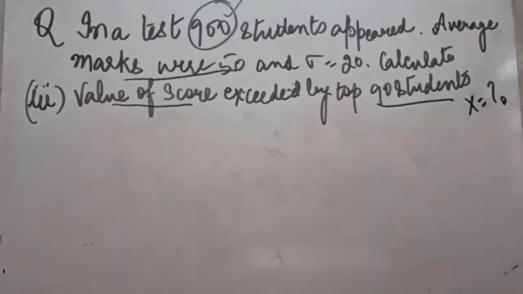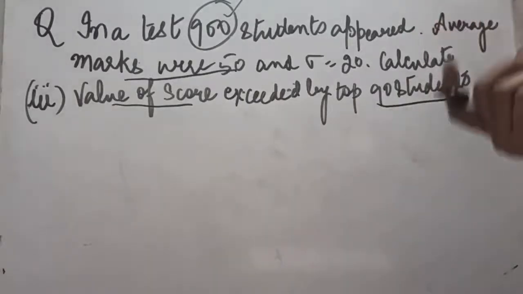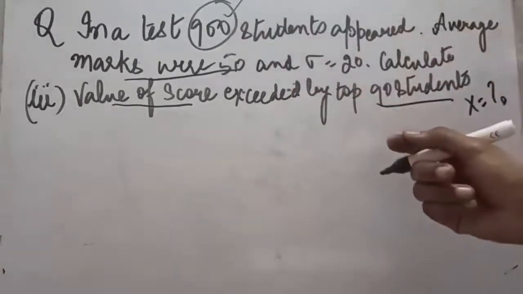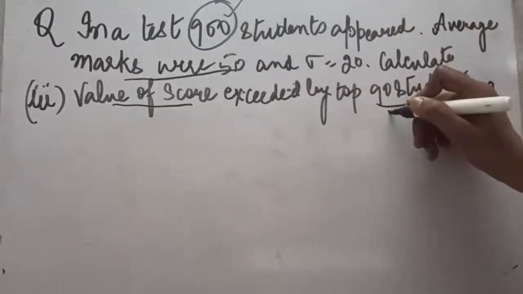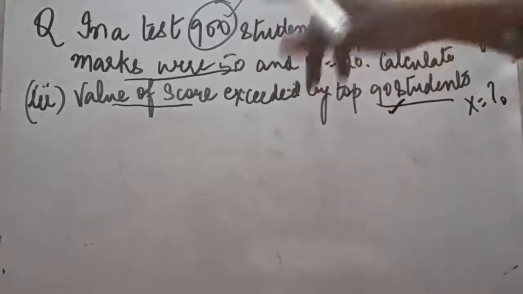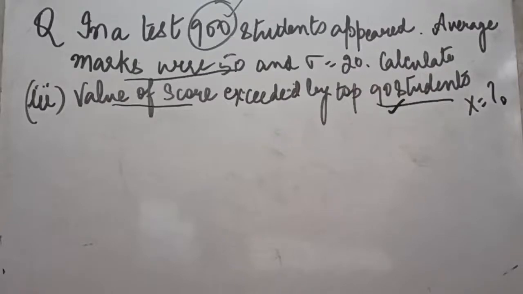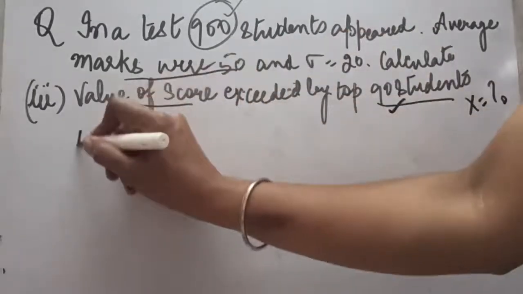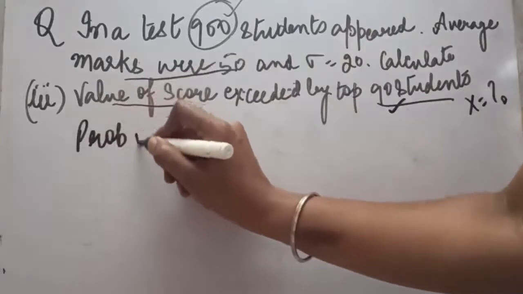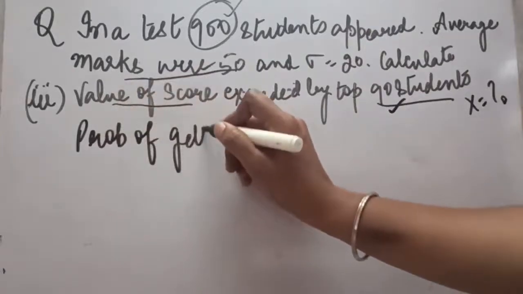So what was our last step in the previous point? We multiplied our answer with 900. So here what we are going to do is divide our 90 students by 900 to find out the proportion of the students. So we will find the probability of getting the top 90 students.